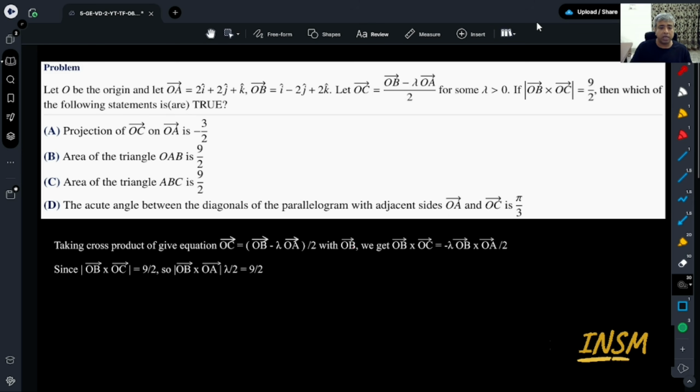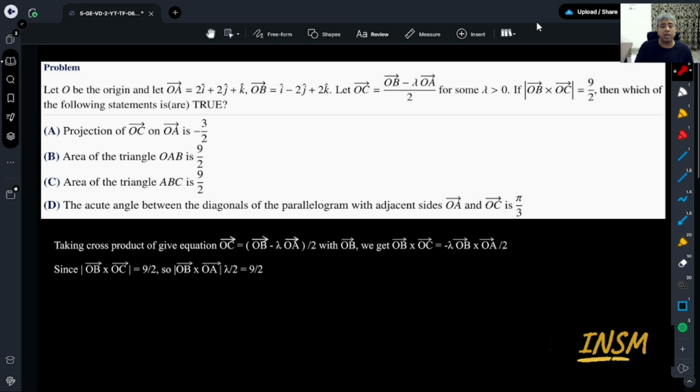Okay, so let's just start and see where it leads us to. Taking the cross product of this given equation with OB we get OB cross OC. OB cross OC becomes 0, and on the right hand side we get minus lambda OB cross OA by 2. Now since the mod of OB cross OC is given as 9 by 2, the mod of this part will also be 9 by 2. So this part is mod of OB cross OA into lambda by 2 is 9 by 2.